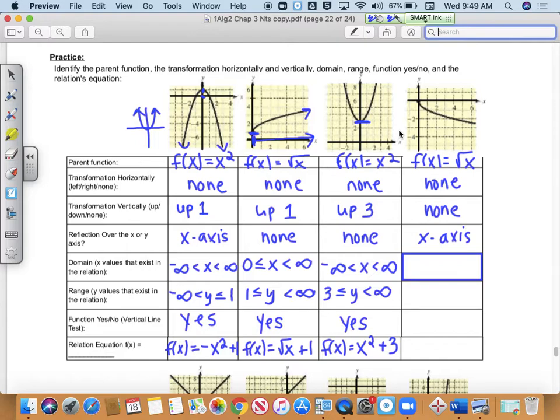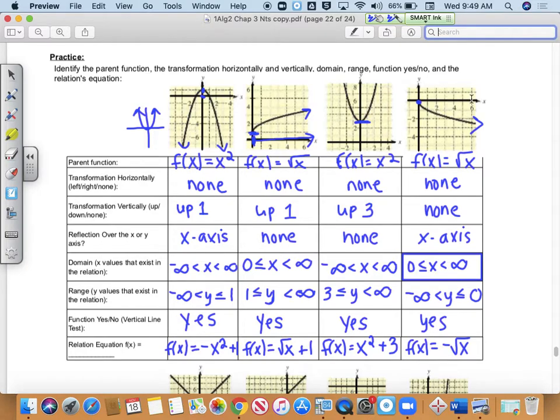The domain of this still starts at 0, and any number in the positive x values will work. I can see here that the biggest number for this in the range is also 0, but then they're all negative numbers for y. So the smallest is negative infinity, and the largest number is 0. This is a function, and the function's equation is f of x equals negative the square root of x.